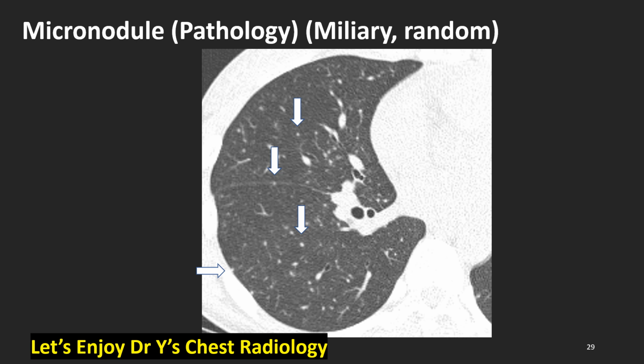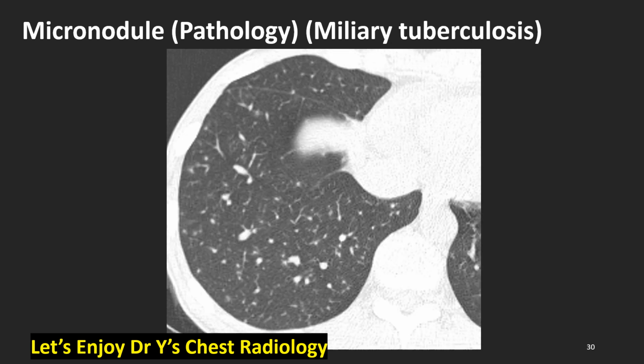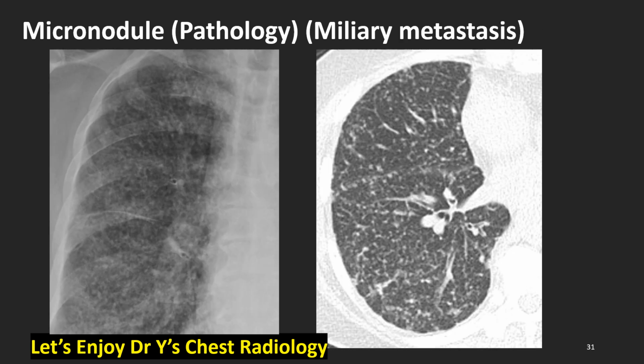Micronodule pathology, miliary and random. Arrows indicate micronodules from miliary tuberculosis. Micronodules pathology. We see many micronodules of miliary tuberculosis. Micronodule pathology, miliary metastasis. And these micronodules are miliary in pattern of lung metastasis.